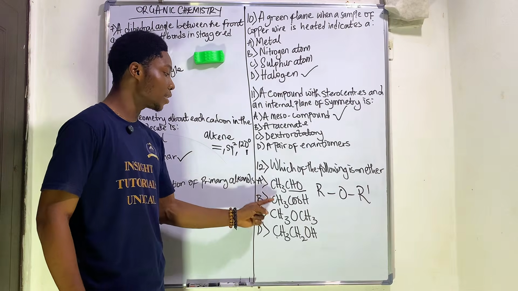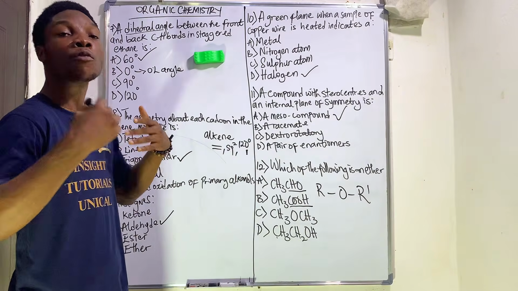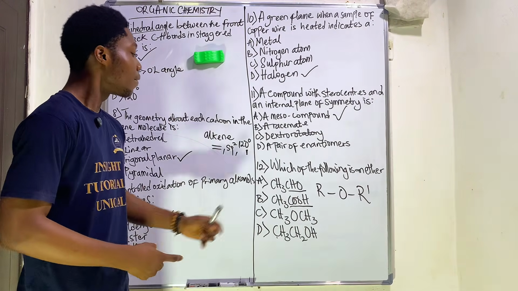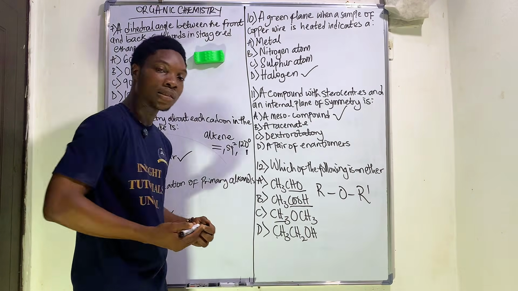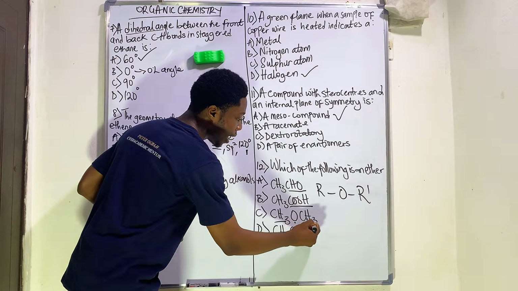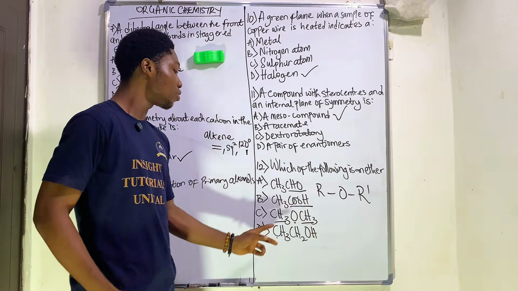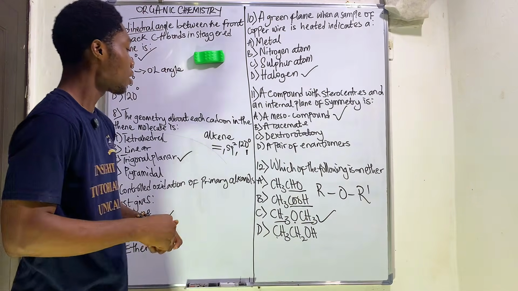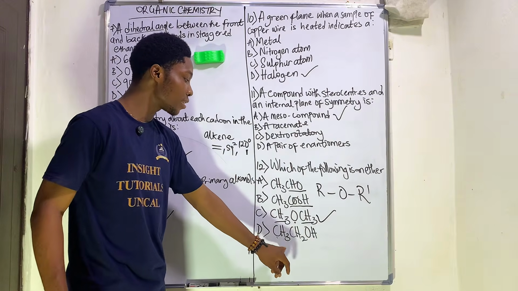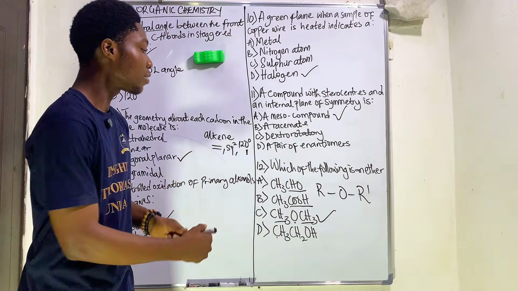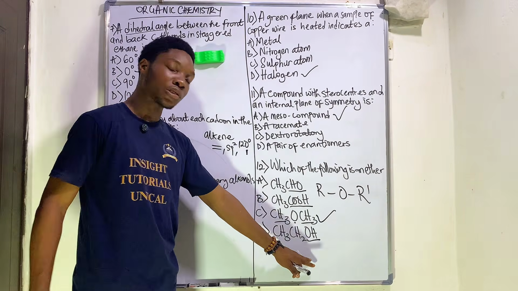The next one, B, is CH3COOH, and the functional group is the carboxyl functional group, which is the functional group for carboxylic acid or alkanoic acid. Now C says CH3OCH3. We can see that this is an alkyl group, CH3, which is methyl. This is oxygen, and this is another alkyl group. And we did say an ether connects two alkyl groups with oxygen. So this is the correct answer. CH3OCH3 is the ether in this option. D says CH3CH2OH. We know that OH tells us that it's an alkanol or an alcohol. So this is the functional group of alkanols.